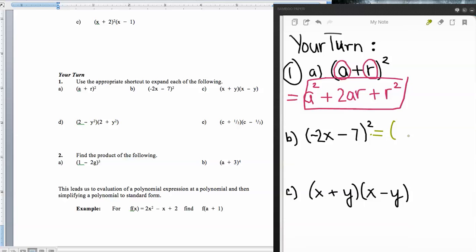and I'm going to rewrite this one so it's going to be easier for us. We're going to have a negative 2x, and then I'm going to write that as plus a negative 7 quantity squared. And so now I can see this is my first term and this is my second term.